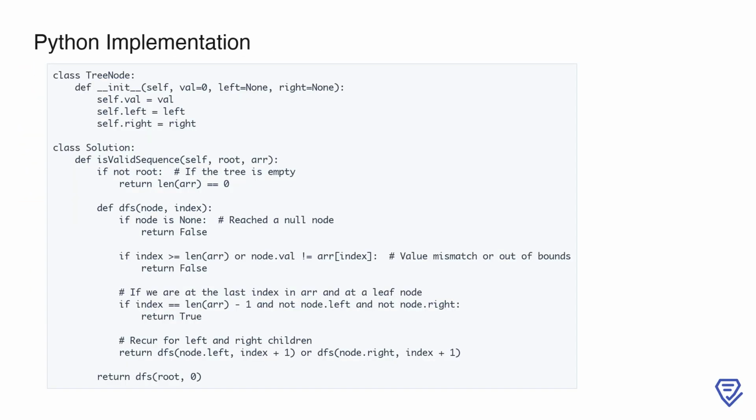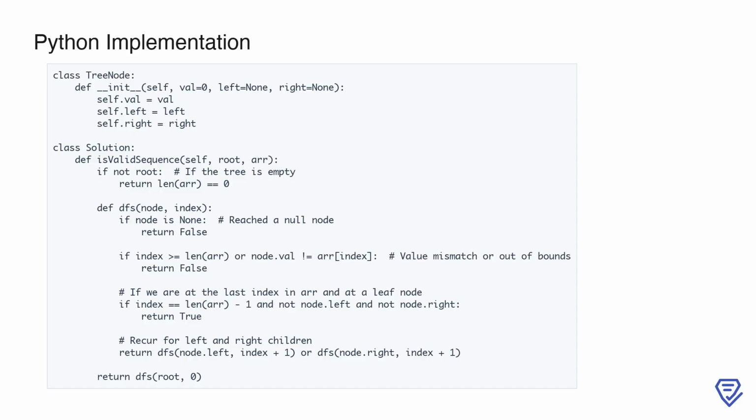This solution implements the isValidSequence function to check if a given sequence matches any root-to-leaf path in a binary tree. The algorithm begins by checking if the binary tree is empty. If the tree is empty and the sequence is also empty, len(arr) equals 0, the result is valid. Otherwise, it defines a helper function DFS to perform a depth-first search recursively.